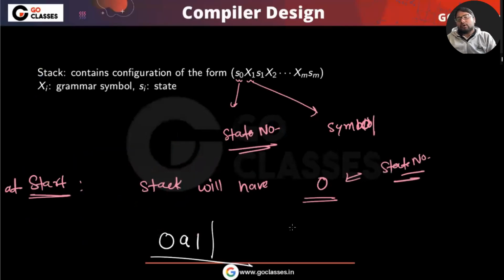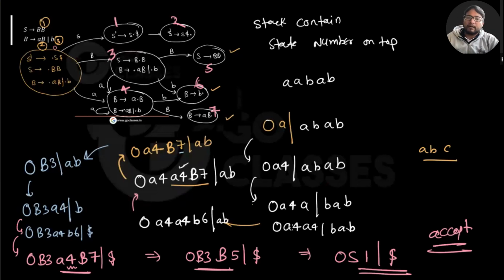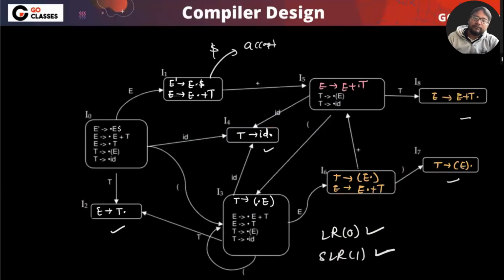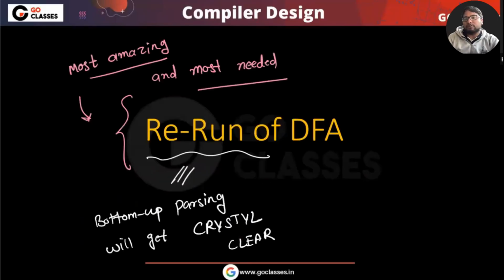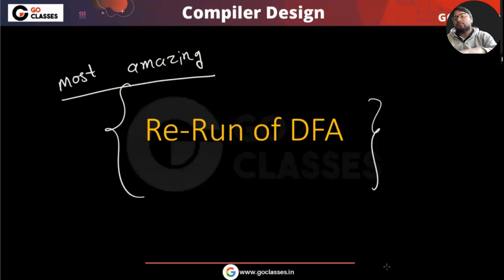So that is all about this lecture. I hope you understood the feeling of this bottom-up parser, especially how this DFA is working. The rerun of DFA is an extremely good and important concept. That's why in the starting itself I said this is most amazing and most needed, so that you can get a crystal clear idea of what is happening in bottom-up parsing, and at least how this DFA is working.